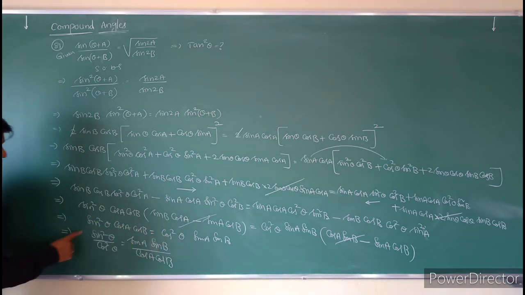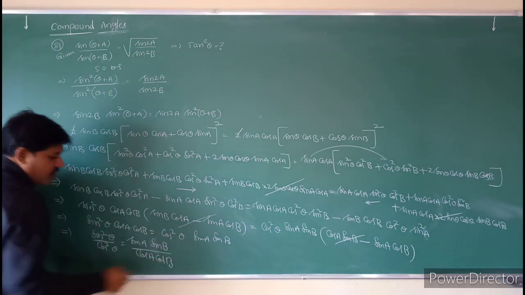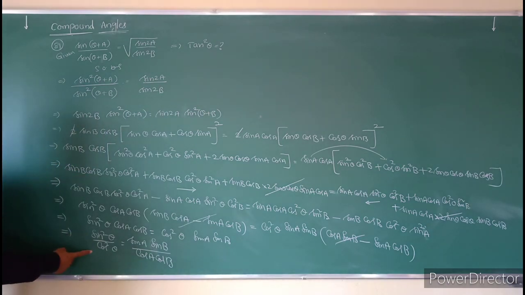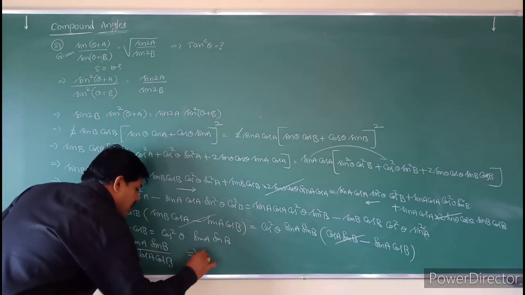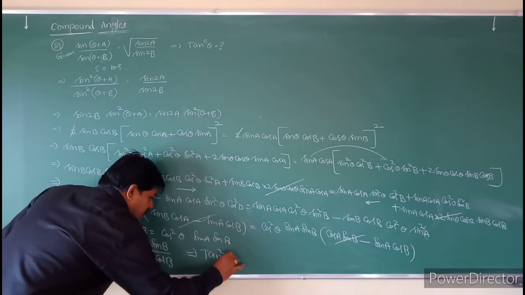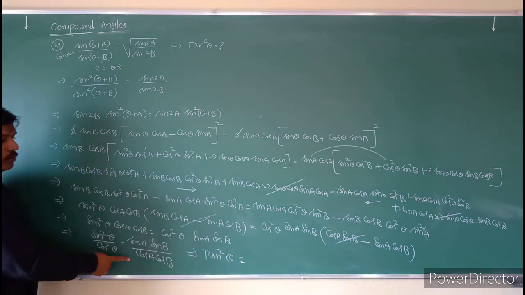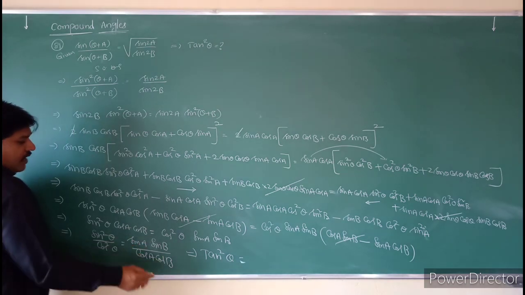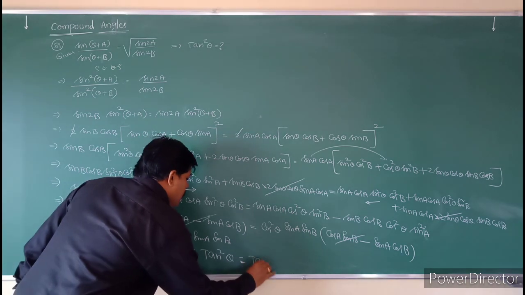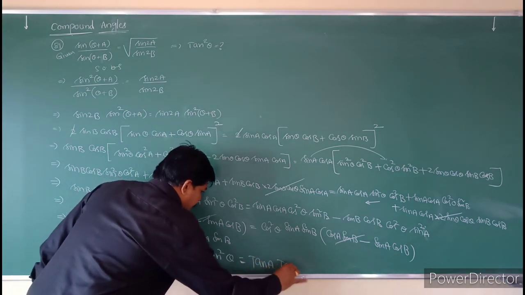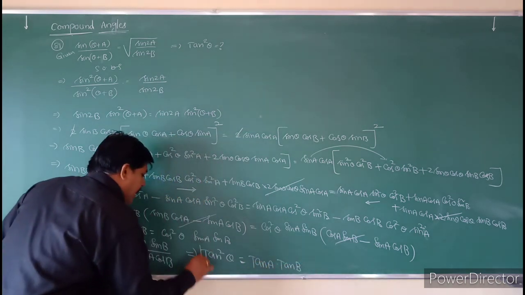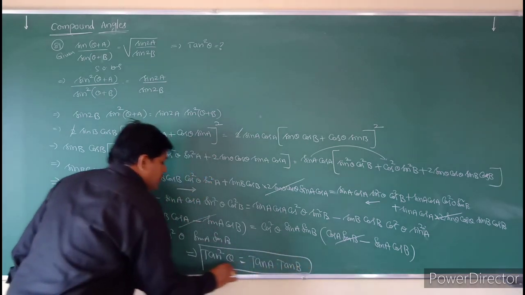sin square theta by cos square theta, and these two terms we take into the denominator. So sin square by cos square is tan square. So that is nothing but tan square theta is equal to, sin by cos is tan, it will become tan A tan B. So see that question, students.